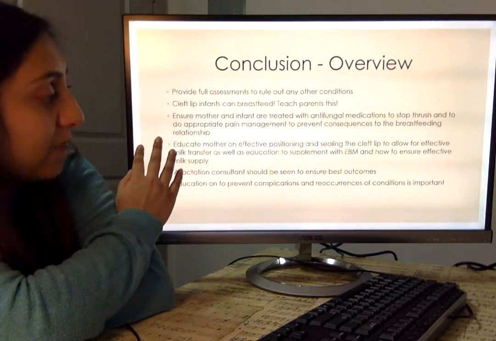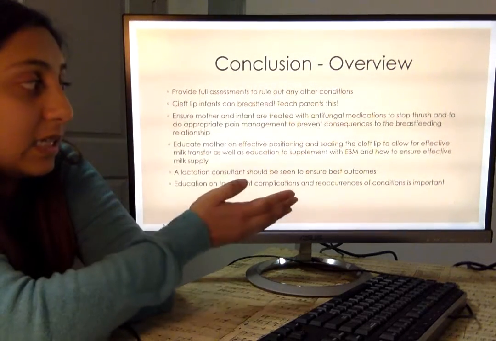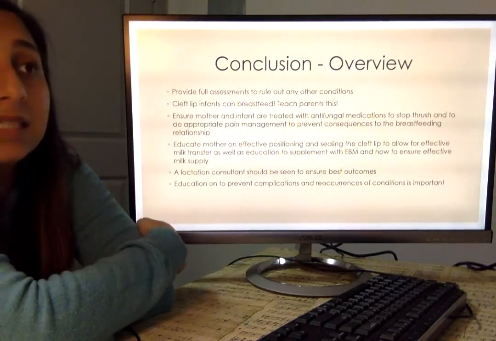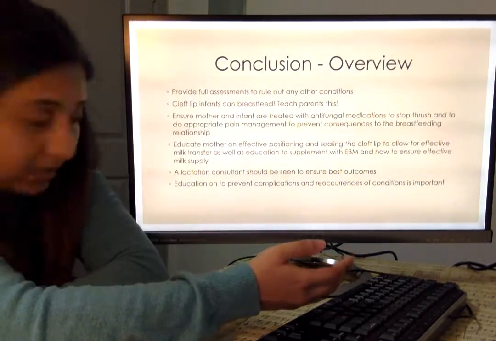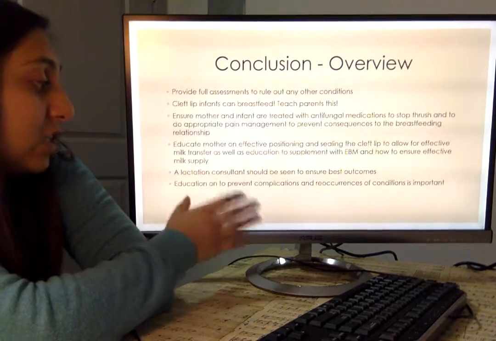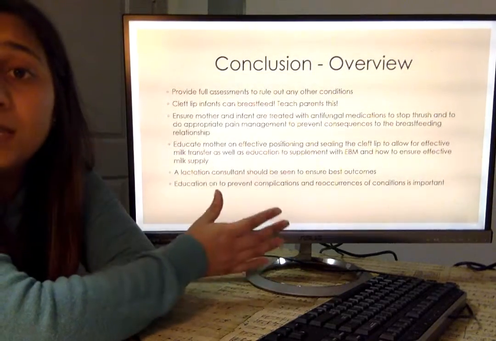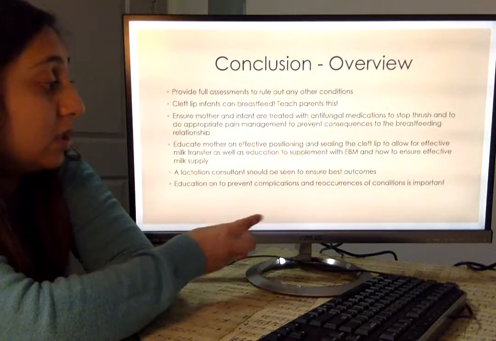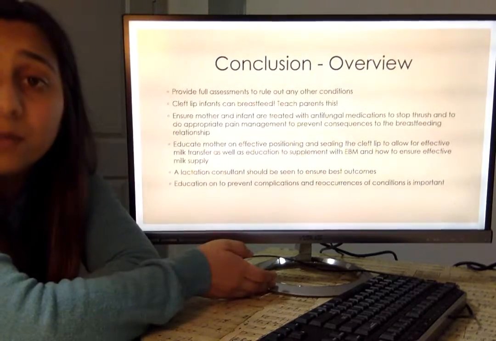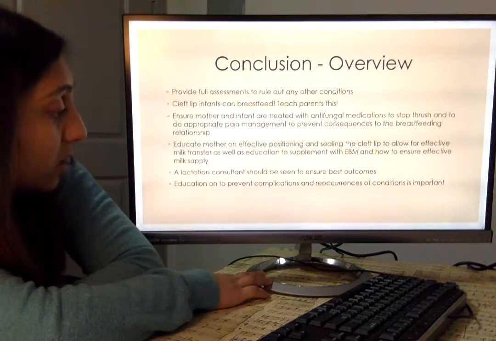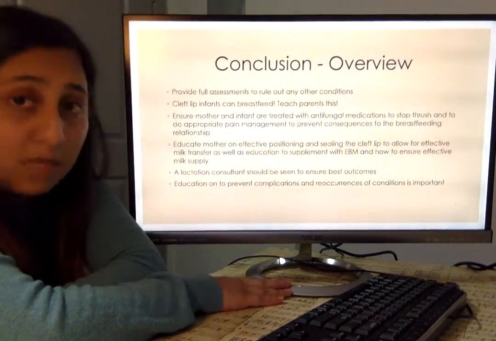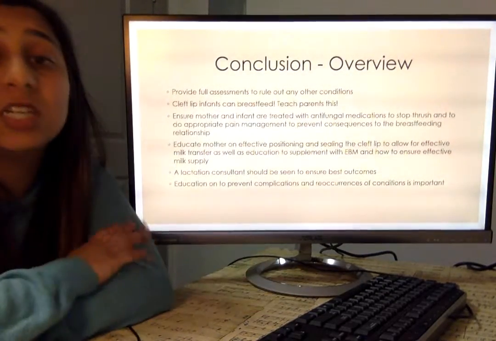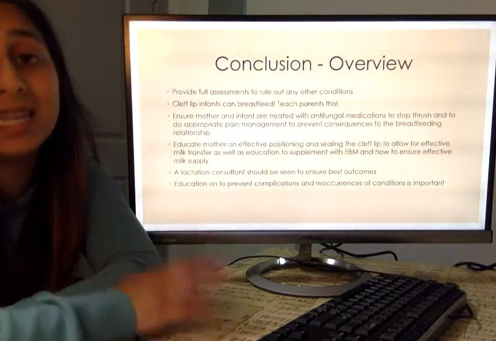We're going to educate the mother on effective positioning and sealing the cleft lip, as well as how to ensure a good milk supply and how to give express breast milk. And we're going to have a lactation consultant come in and check in these situations to ensure best outcomes for the mom and infant. And education on prevention of complications and the recurrences of conditions is extremely important. Education is extremely important and key.